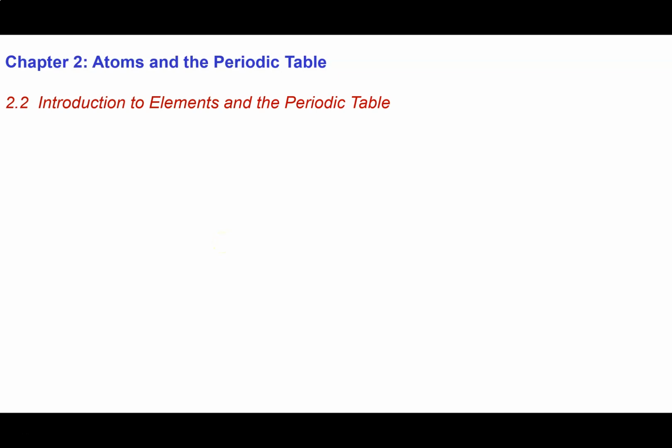So in section 2.1, we said that elements can be classified as being either composed of individual atoms or composed of homoatomic molecules. In this section, we're going to look at some other ways that we can classify elements into different categories, and we're going to introduce the concept of the periodic table. We're going to keep talking about the periodic table for the next couple of sections.